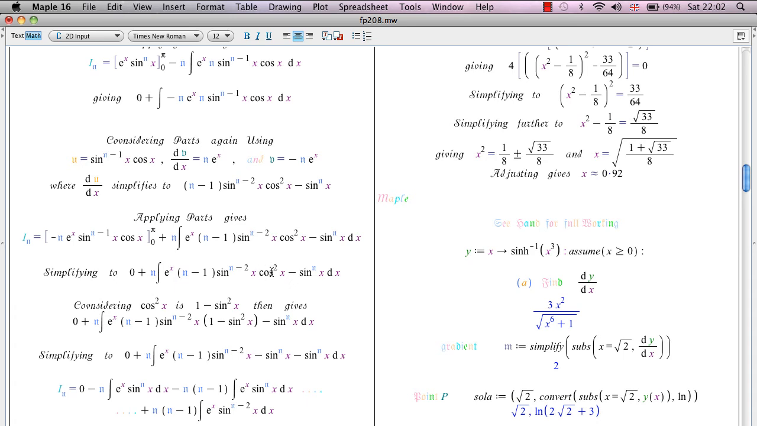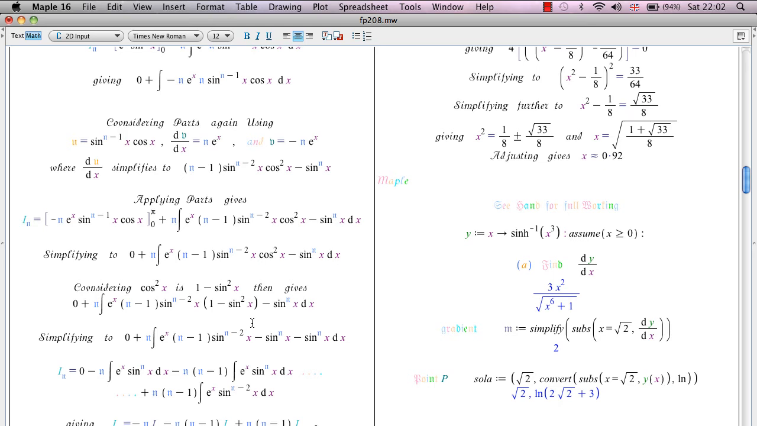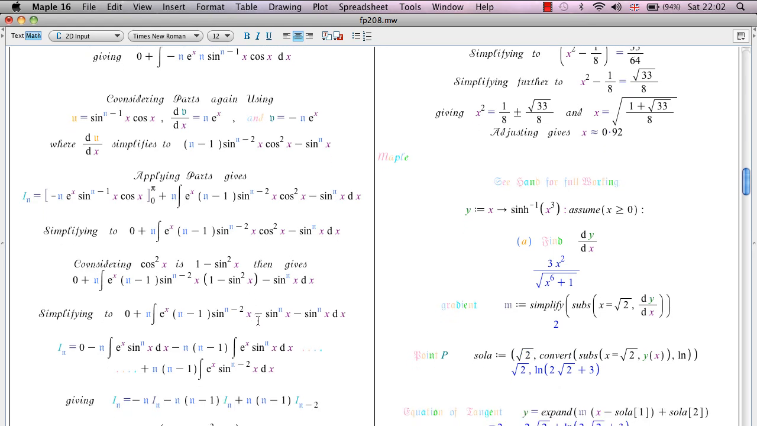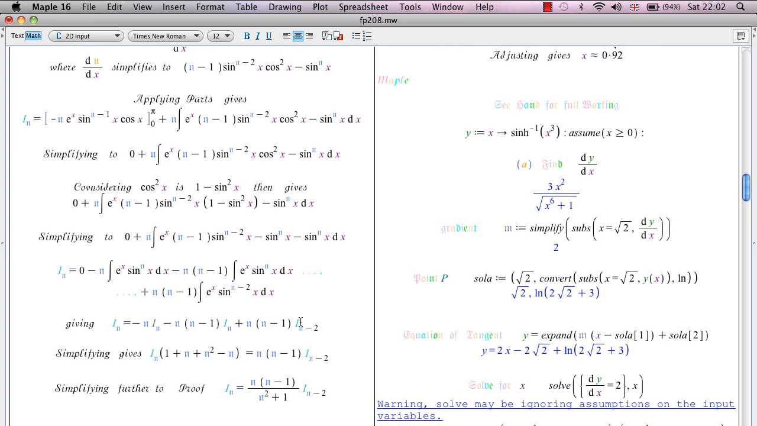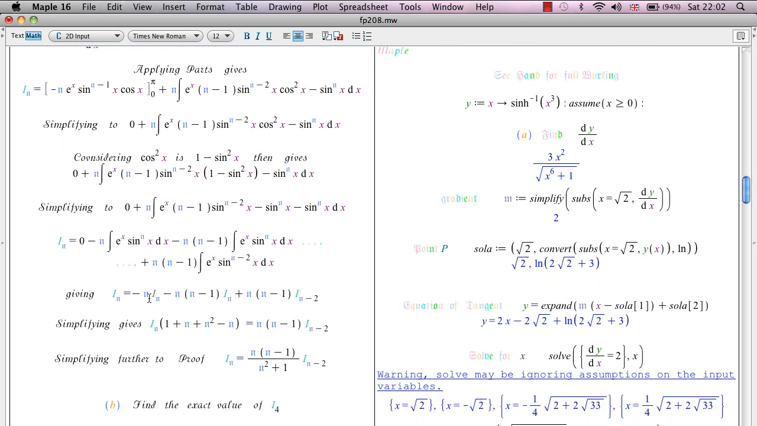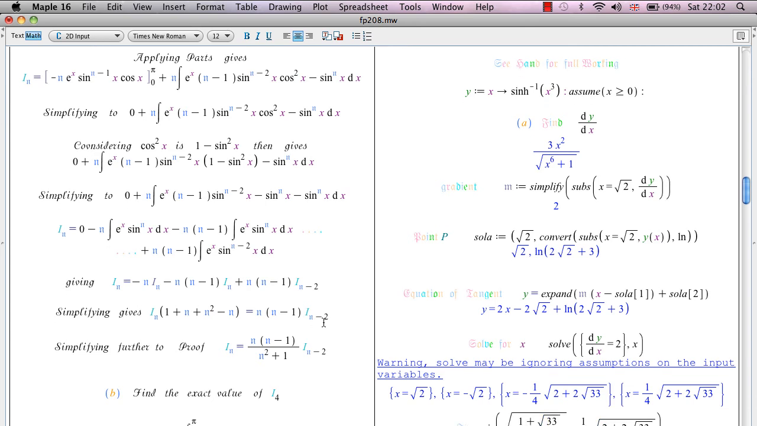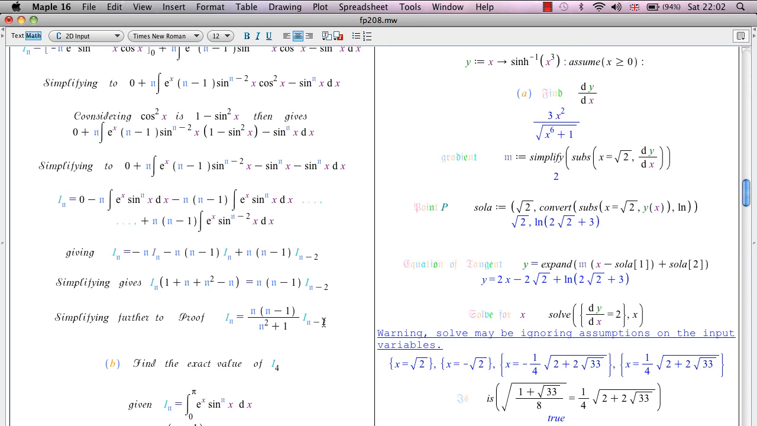And then considering an identity for cos squared x, and applying and simplifying, we can see that I_n is 0 minus n e^x sin nx minus n minus 1 e^x sin nx plus n minus 1 e^x sin (n minus 2)x, which gives I_n as this expression, and simplifying gives the proof required.